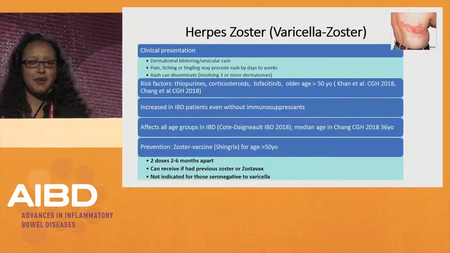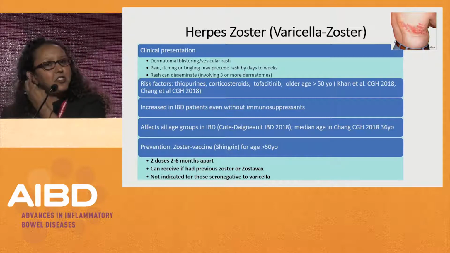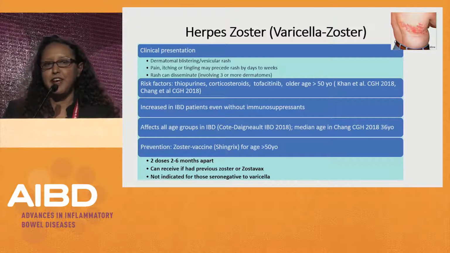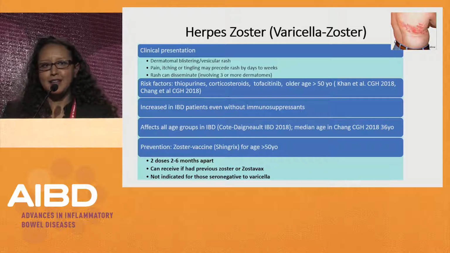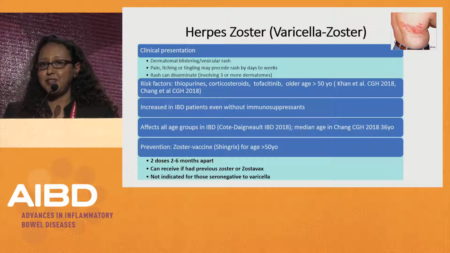So to elaborate on specific infections, herpes zoster, as you've heard already many times, but the presentation can be of a blistering vesicular rash in a dermatomal pattern, and this is basically reactivation of varicella. What's interesting is that you can have also symptoms preceding it, which include pain, itching, or tingling, which may occur days to weeks prior to even having the rash. And the rash can also disseminate, especially in patients that are on immunosuppressants.